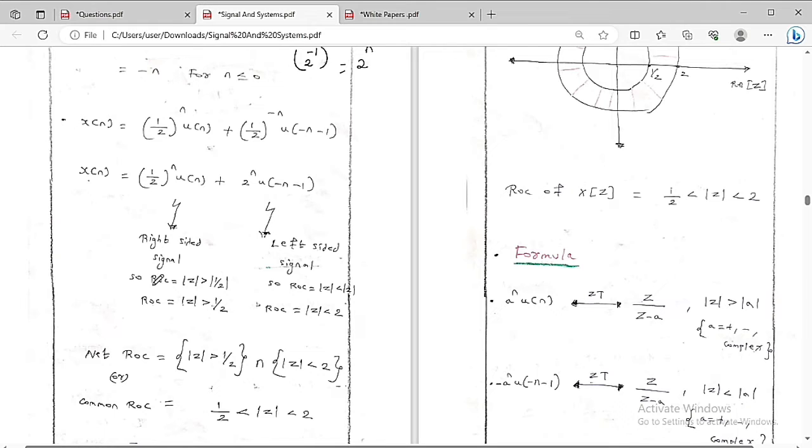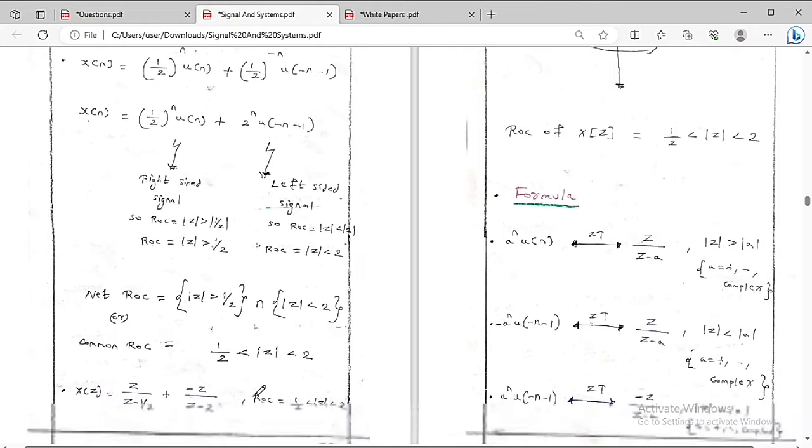So now what is the net ROC? If you want the z transform to exist for the signal x of n, the ROC is the common ROC. What is the common ROC? The common ROC is nothing but the ROC lying between half as well as 2. The net ROC is the intersection of these two ROCs, which is mod z greater than half and mod z less than 2. So what is the net ROC? It is going to lie between half and 2.